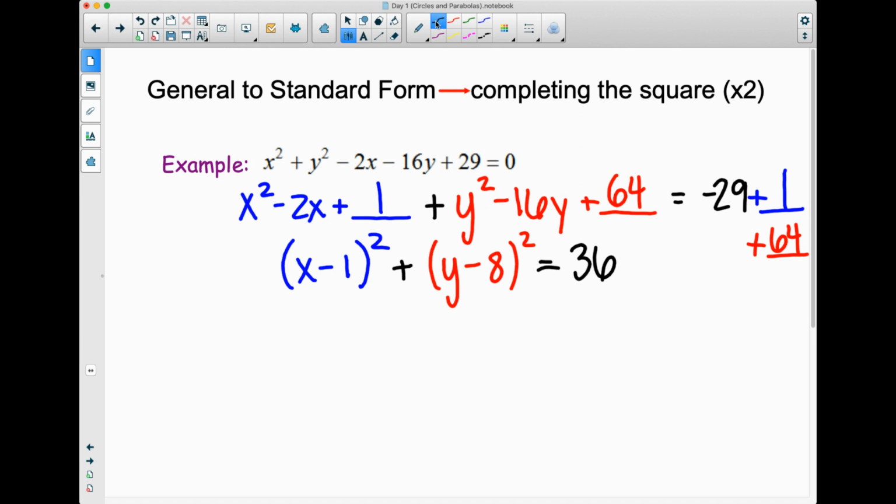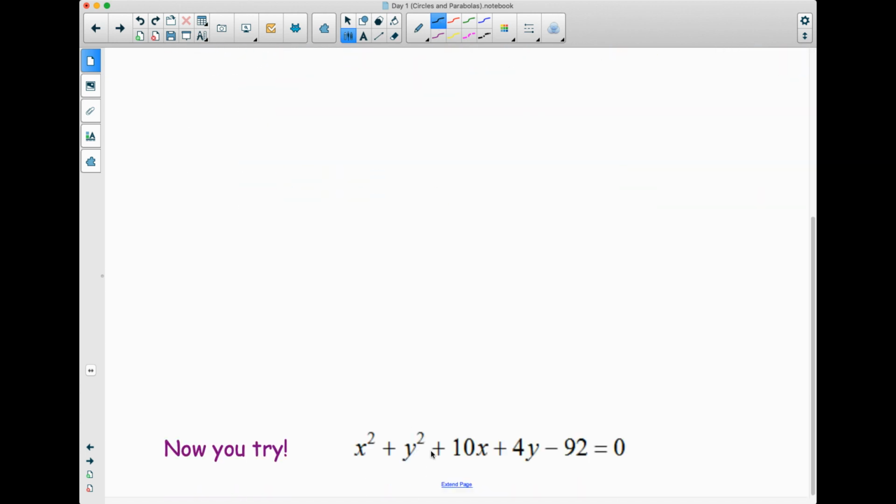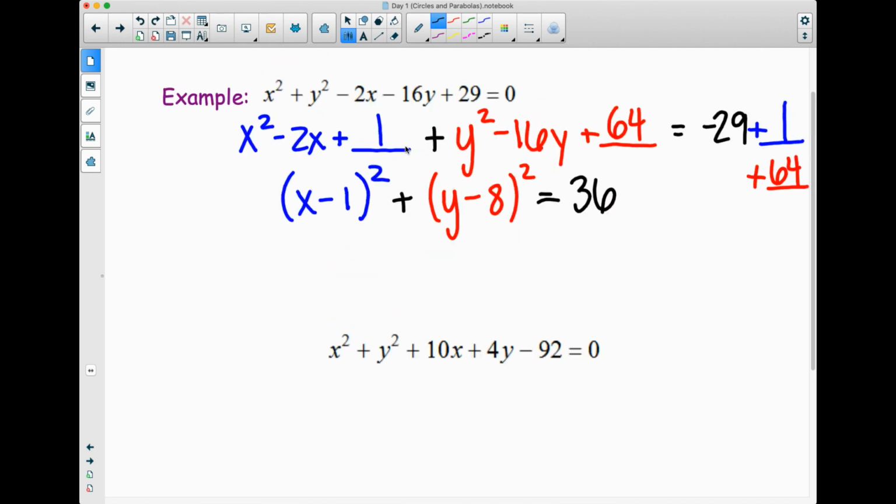So our center would be 1, 8, and our radius would be 6, and we would be able to graph from there. Okay. So that's going that way. We're gonna do one more of those to make sure we know what we're doing. Pretty sure we know what we're doing.